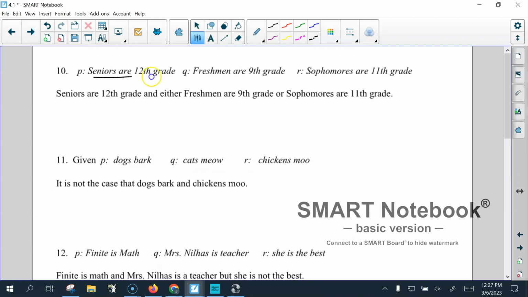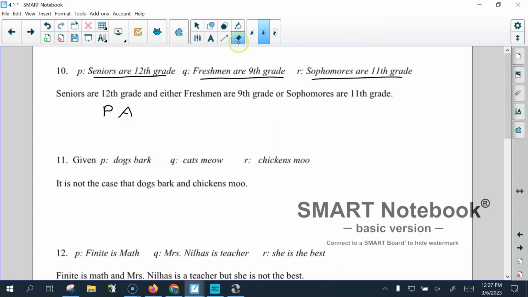So, number 10. We have seniors are 12th grade, that's P. Freshmen are 9th grade, that's Q. Sophomores are 11th. That's R. Okay, let's get into that. It's a little weird. All right. So, seniors are 12th grade. So, that's our P. And, that's our upside down V. That's our caret. And either freshmen, which is our Q, or our 9th graders, or sophomores, our 11th grade. So this is our or right here.